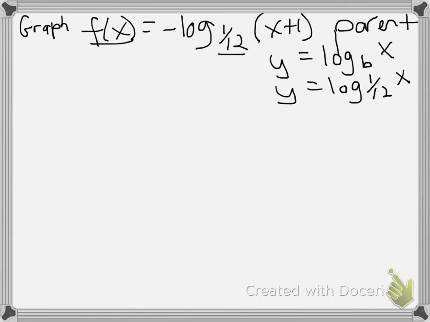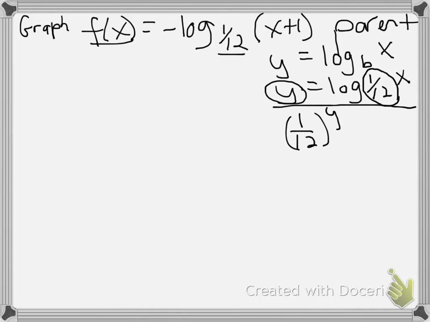Okay, so the first thing that we want to do is we would like to pick 2 points that we would like to graph, and in order to get those, we're going to rewrite this equation in exponential form. So to write this in exponential form, our base is the 1/12. So we have 1/12 to the y is equal to x. That's our exponential form.